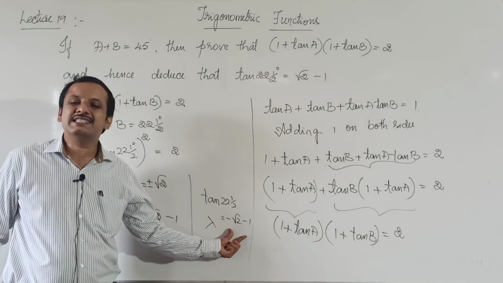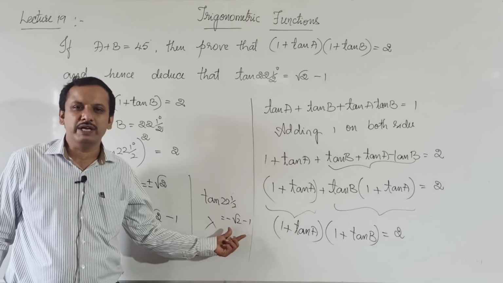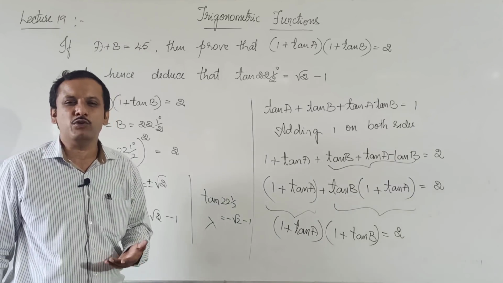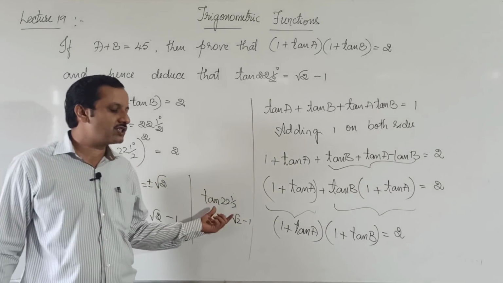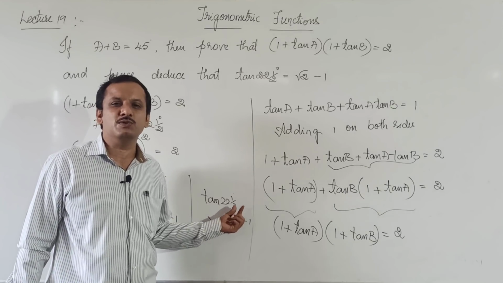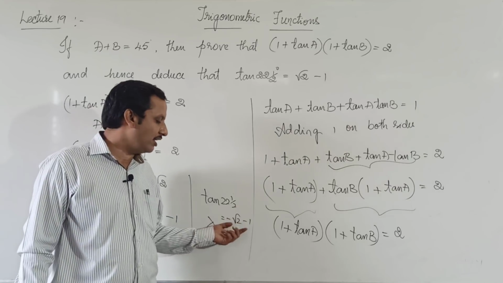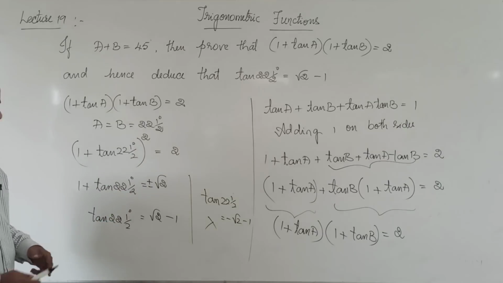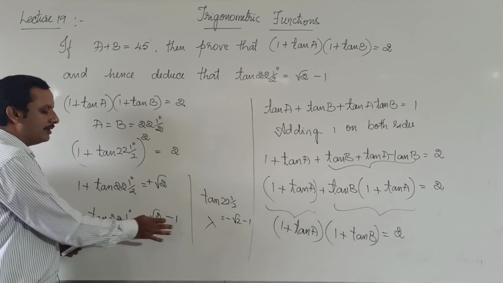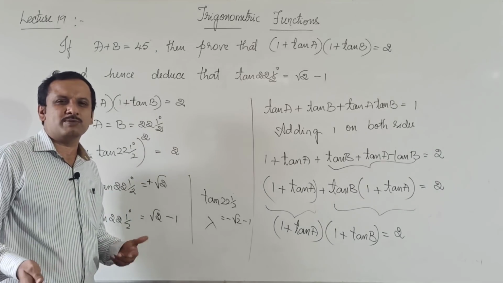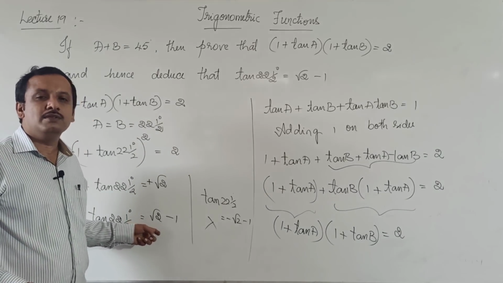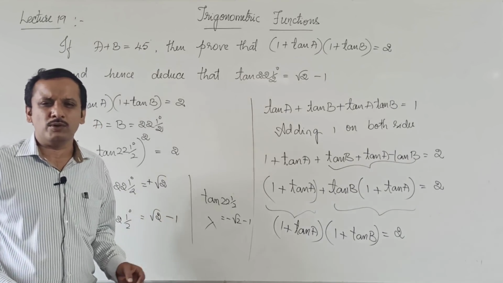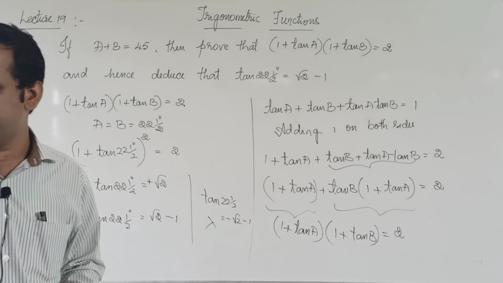Because look at this, minus root 2 minus 1 is negative, and 22.5 degrees is in the first quadrant. In the first quadrant, all the trigonometric functions are positive, so obviously tan is also positive there. It cannot be negative, therefore I cannot take it as minus root 2 minus 1. It has to be plus root 2 only, so it should be root 2 minus 1. This is positive, of course. Root 2 is approximately 1.41, and that minus 1 is positive. So it should be root 2 minus 1 and not minus root 2 minus 1.